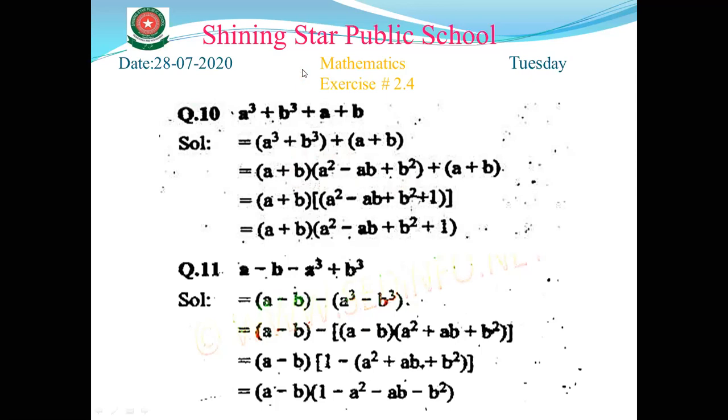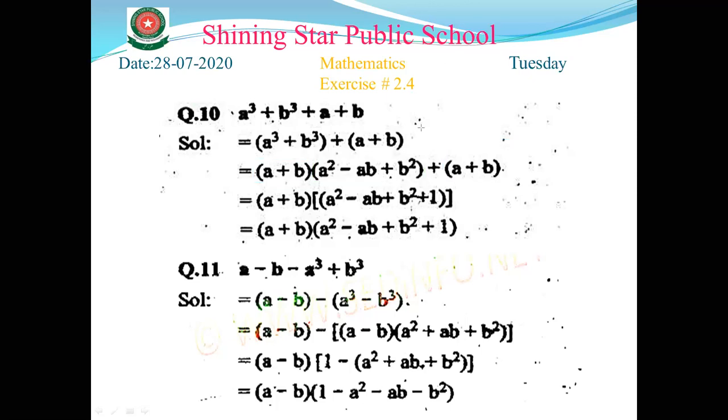Now we know that here is a plus b and here is also a plus b. So now we can take the common a plus b. So when we take the common a plus b, here we are left with a² minus ab plus b², and from here we are left with only 1. Okay, so which is your required answer? Simple.